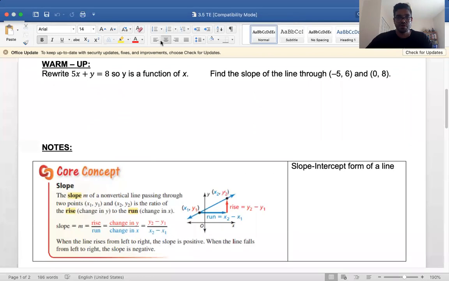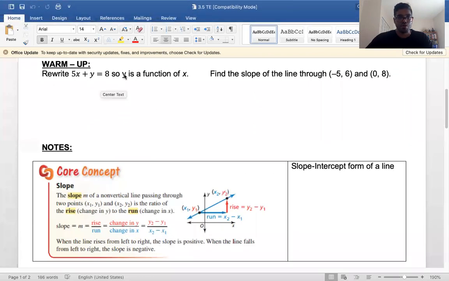Quick reminder, I'll go through this one real quick. We want to write y as a function of x. Basically what we're saying is we're just trying to get y alone, right? So here, if I subtract 5x on both sides, I get y equals 8 minus 5x. So now we've written y in terms of x. In order to get a y, I have to plug in something for x. That's kind of the idea there.